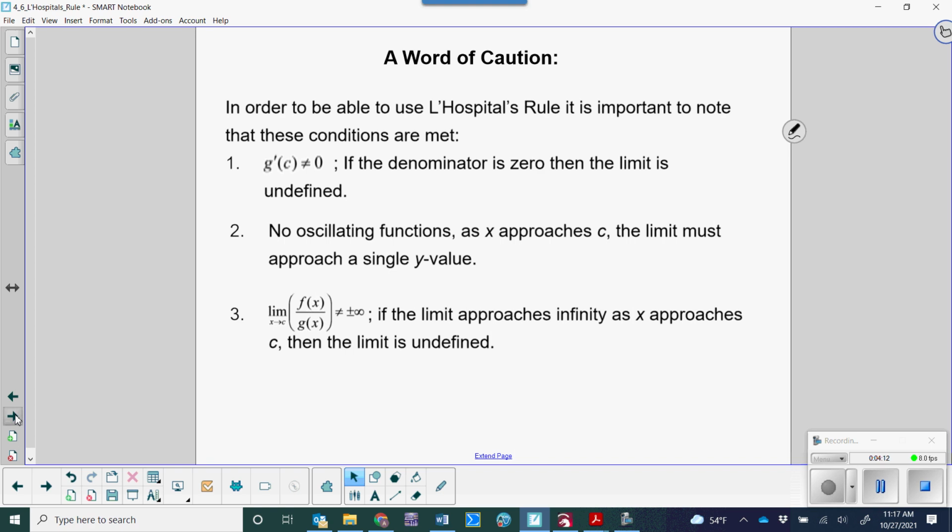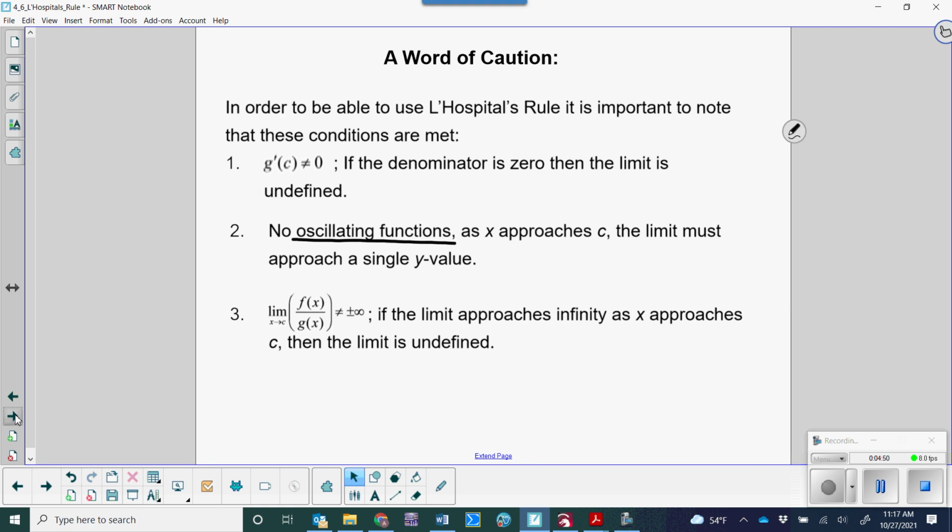Also, in order to use L'Hopital's rule, we have to have conditions that are met, okay? We can't have what we call oscillating functions be part of it. When we do this, the limit has to go to 0 or go to infinity. It can't be oscillating, like sine x, which would just be oscillating through a bunch of values as you go to infinity. So we can't have that. We have to have the limit on the top and bottom each be either both 0, or both infinity.